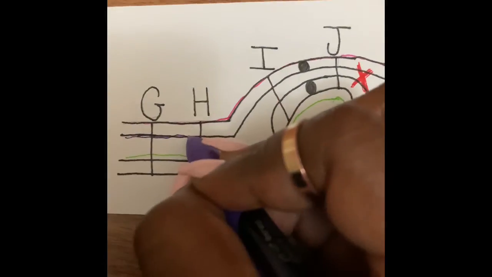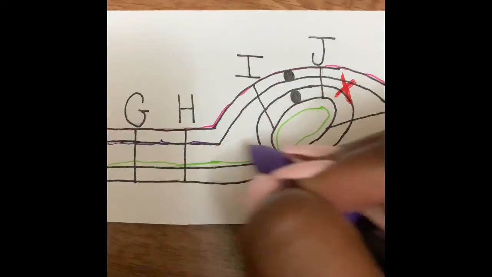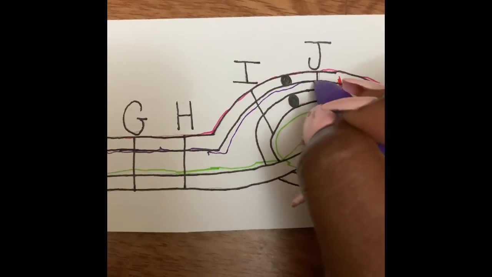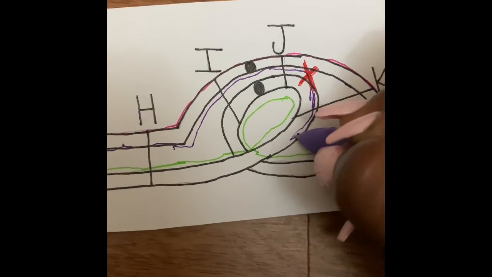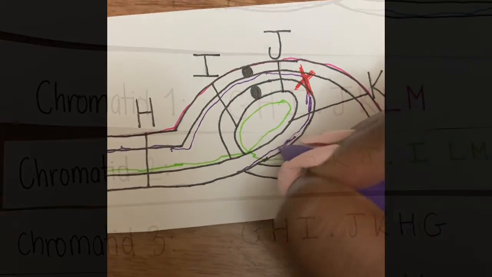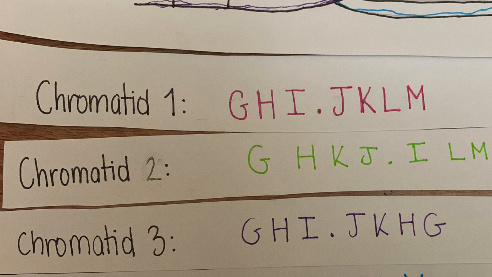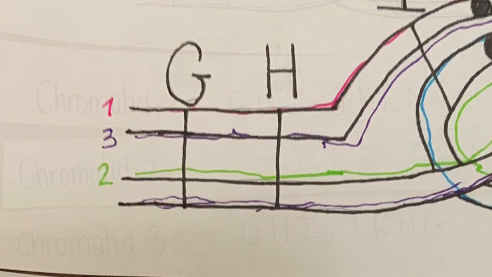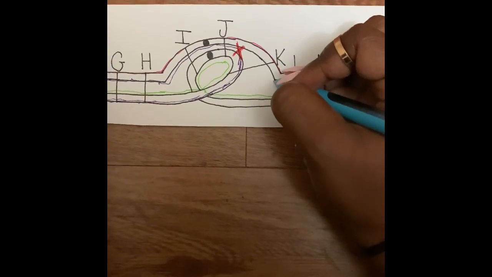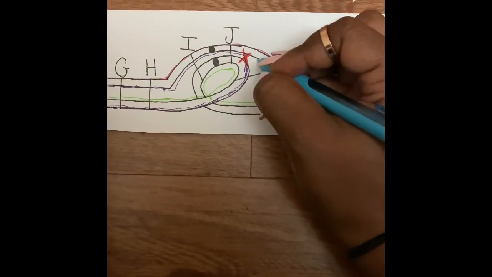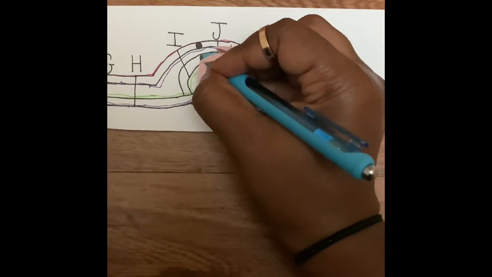So we follow chromatids 1 and 2, so we're going to find the third one. If we start here, we'll have GHI centromere J crossover KHG. So our third chromatid is GHI centromere JKHG. And as you see here, there's 4 chromatids, so we have one more. But since these paths have already been completed, we're going to start on the right side. So for this last chromatid, it's going to be MLK crossover J centromere ILM.